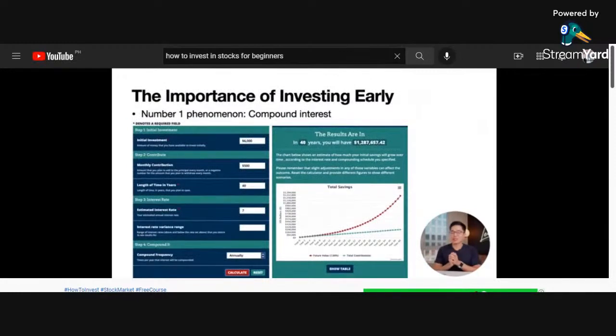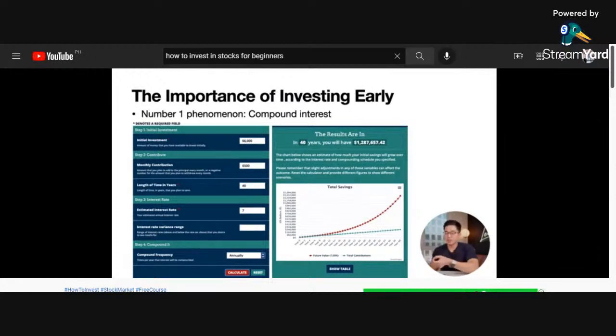Now let's talk about the importance of investing earlier. I think this is extremely important. And the number one phenomenon that you need to be aware of is compound growth, compound interest, right? So let's say you have an initial investment of $6,000, and then you decide to contribute $500 per month for 40 years. Given an estimated interest rate of about 7%, which is what we've seen historically, you can see that the growth of that money shoots up so much compared to if you just put that money in a cash account or a savings account or something like that. So based on this graph right here, the results are in 40 years, you will have $1,287,657.42.